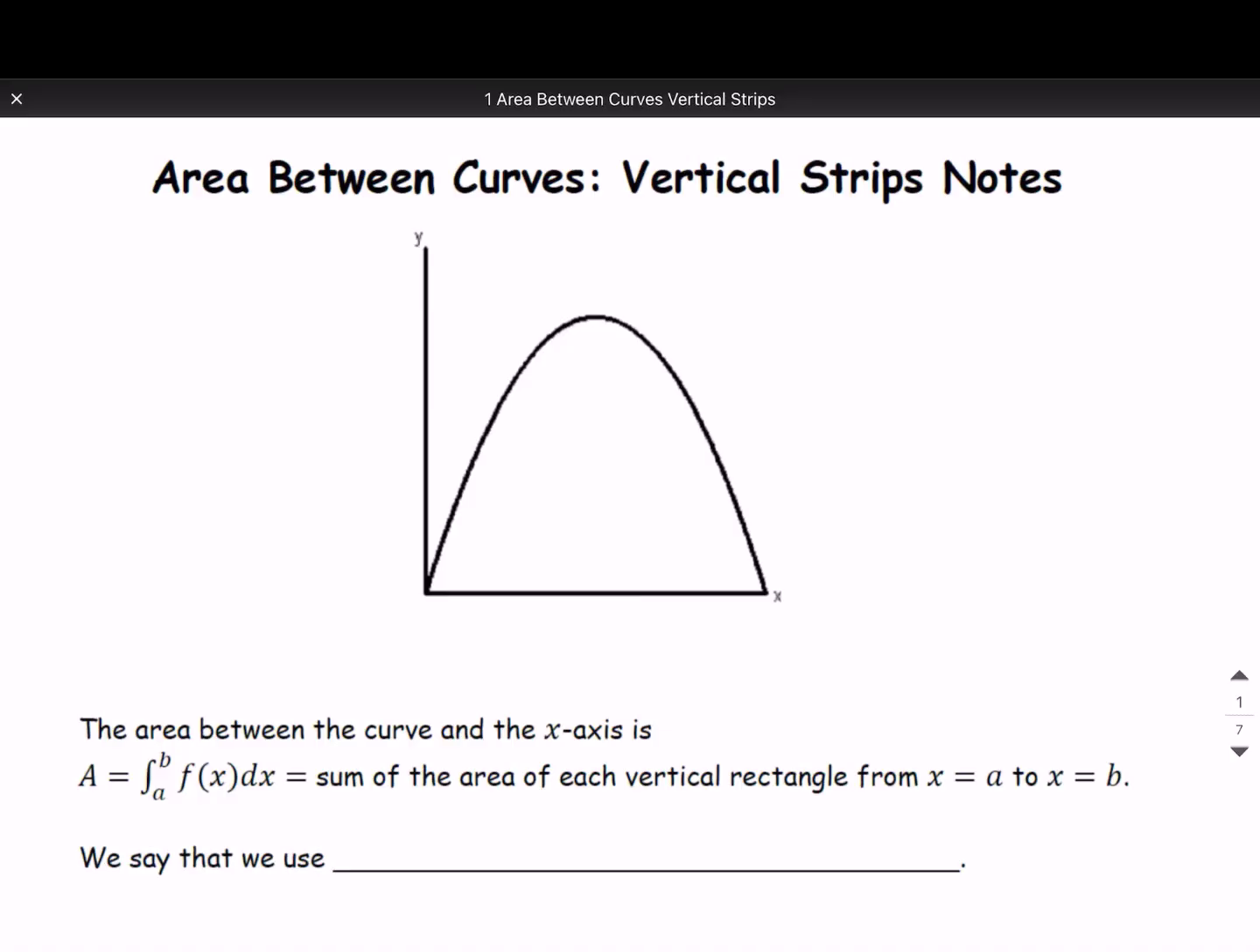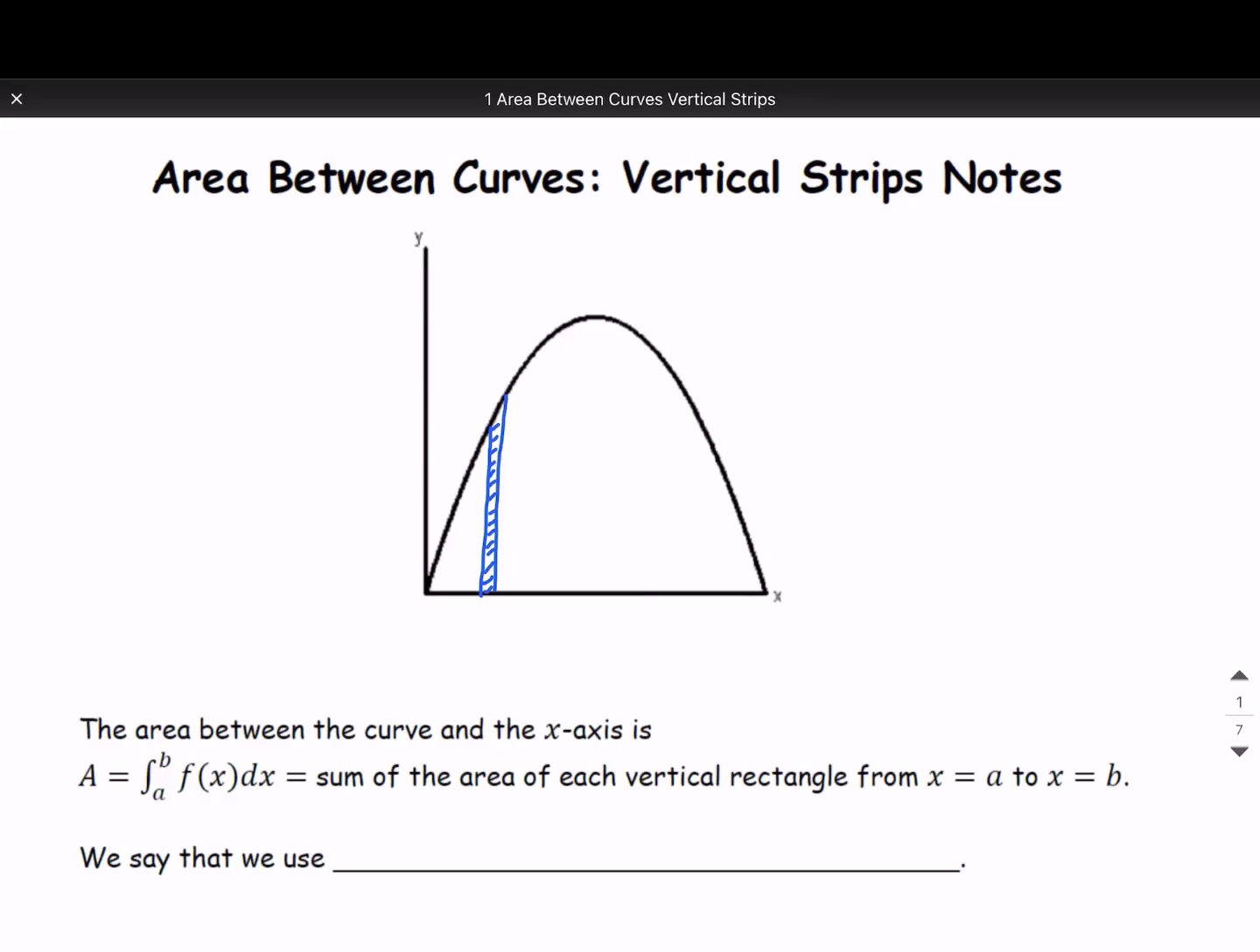Now, we have found the area between a curve and the x-axis. Remember, we did left Riemann approximations. We did rectangles, left Riemann, right Riemann, midpoint. We also did trapezoids, and we added them all up. And we said as the number of rectangles increased, the closer it came to the approximation of the actual area.